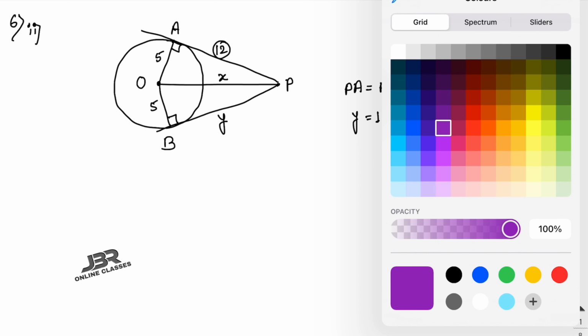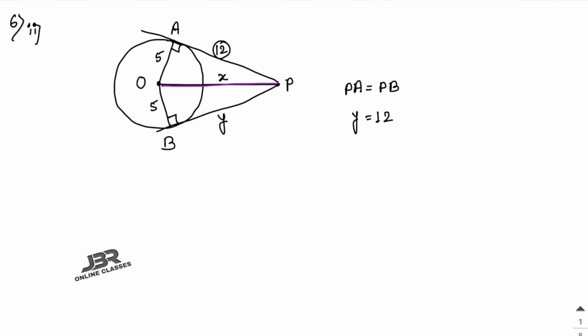Okay, and here the next one, POB. Triangle POB is a right angle triangle. So if you want to find the value of x, it will be root over 5 square plus 12 square by Pythagoras theorem. So that means 25 plus 144, so it's 169, that means 13. So here x equals 13 and y equals 12 as your answer.